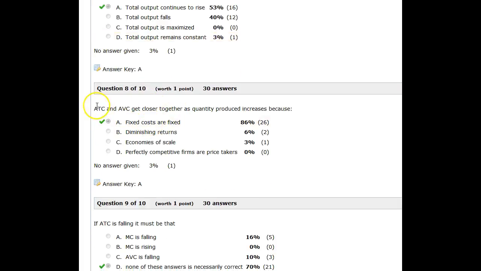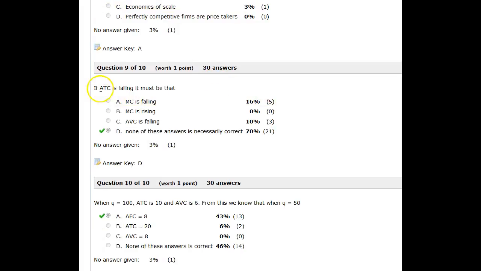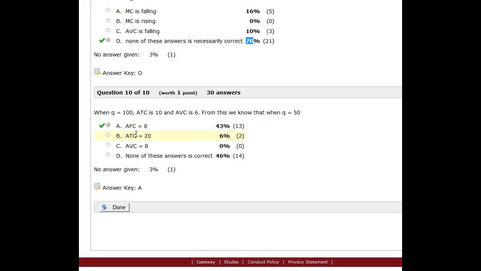Best answer is that fixed costs are fixed, exactly. Which means average fixed costs are going to decrease as output increases, and the difference between ATC and AVC is average fixed costs. So it's pretty good that you guys got that one right. Very good. By looking at the graph carefully, we can see that this is the only answer that is good. This is a tricky one.